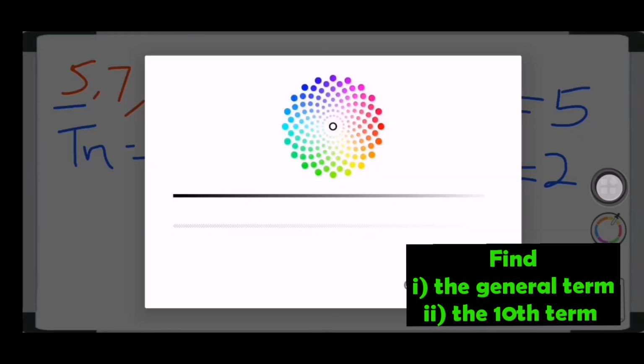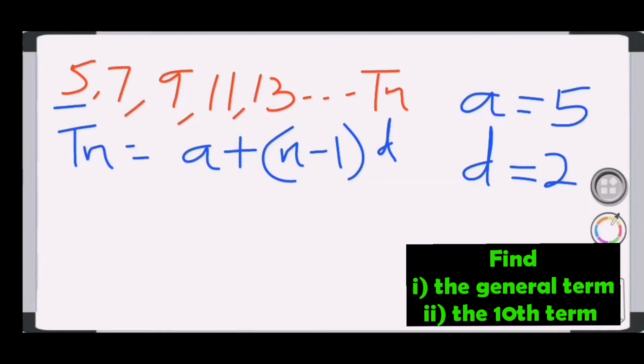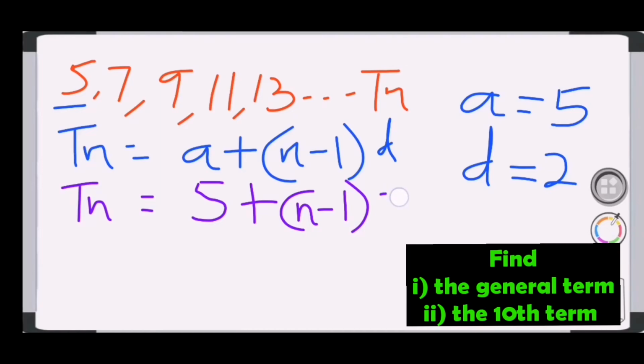The next step is your substitution. Replace the letters A and d with their values or with their numbers. It is called substitution in mathematics. Okay, so our Tn is going to be A, we got 5 for A, plus, same thing remains, (n minus 1) and d, which is a 2. So you see, we only changed the A to 5 and the d to 2. That is the only thing we did here.